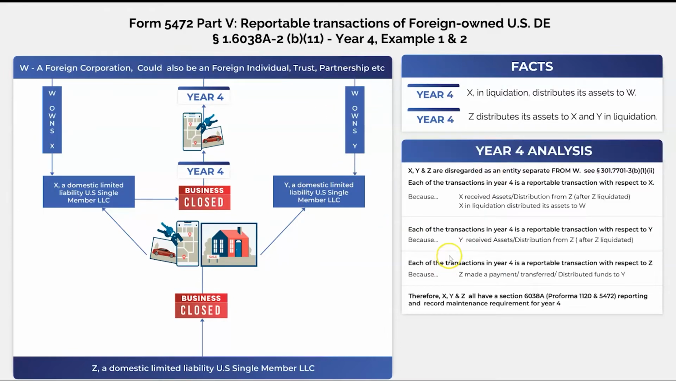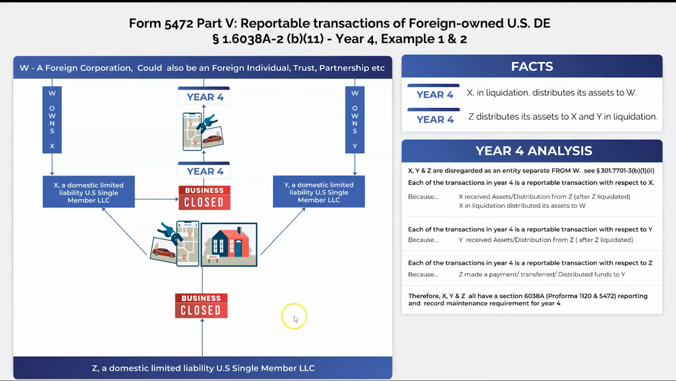Now let's look at the year 4 analysis. Here, the IRS says that X, Y, and Z are disregarded as an entity separate from W. Because X and Y are owned by W, X is a disregarded entity, and Y is also a disregarded entity. Now the question here is, why is the IRS disregarding this entity? Someone may ask, if X and Y came together to form Z, shouldn't Z be a multiple member LLC? Why is it a disregarded entity? The IRS says that Z should still be considered a disregarded entity.